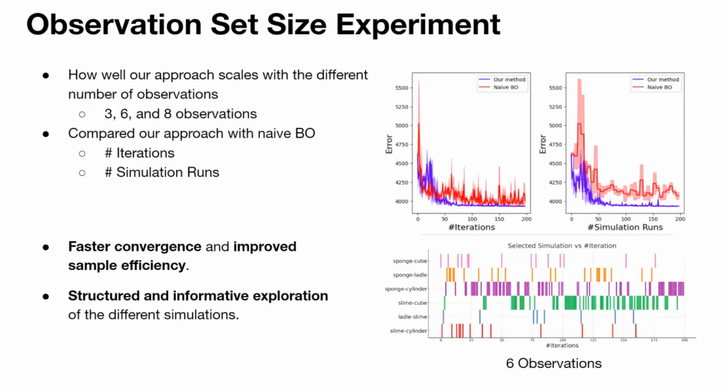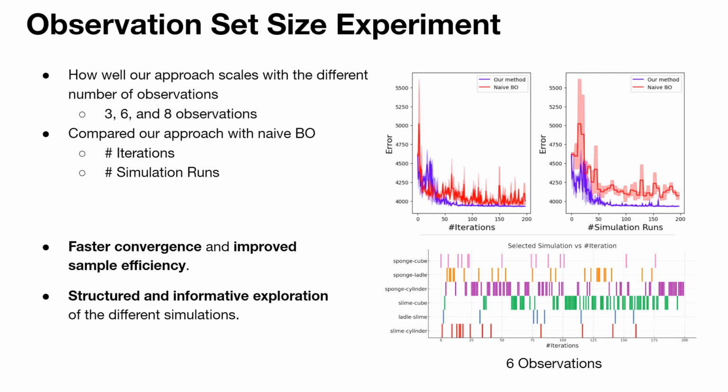In our first experiment, we investigated how well our method scales with the number of observations in the system. We constructed 3 different subsets, including 3, 6, and 8 observations, and compared our approach with the naive Bayesian optimization method we mentioned earlier. We analyzed the learning curves as a function of number of optimization iterations and number of simulation runs.